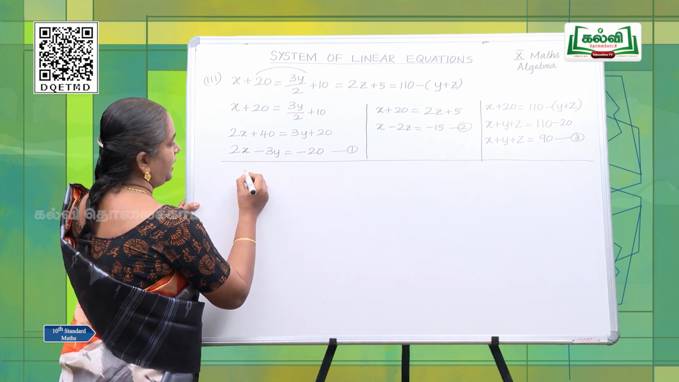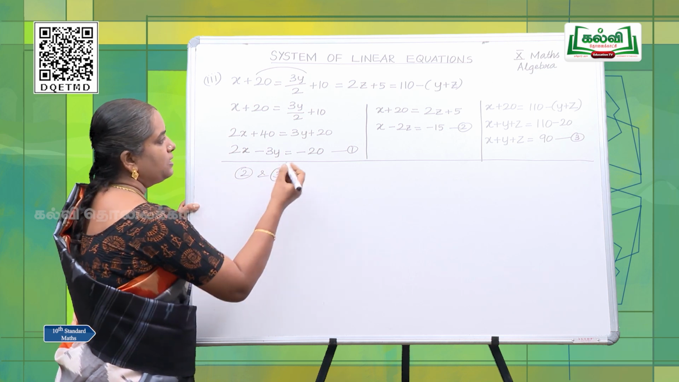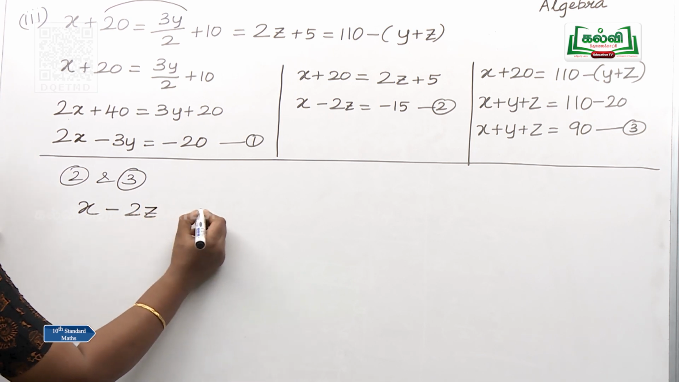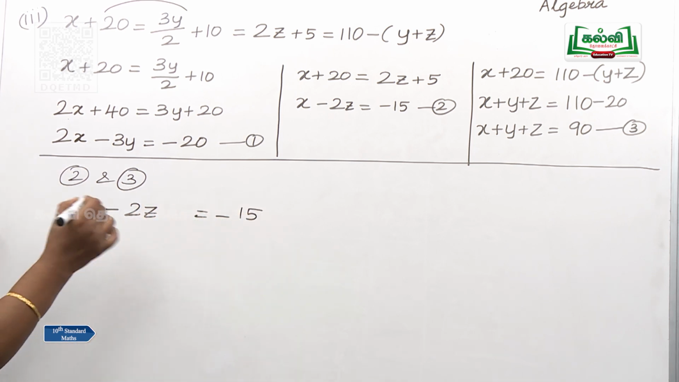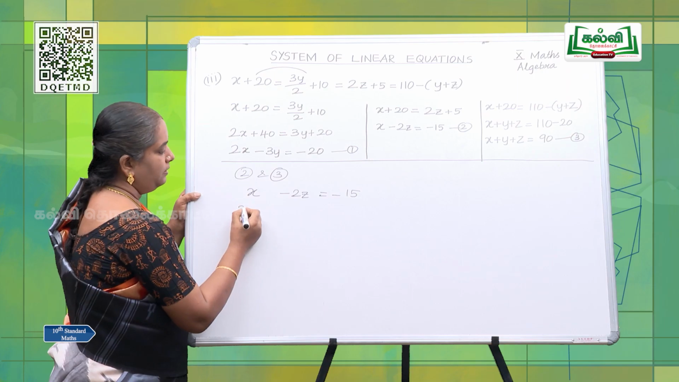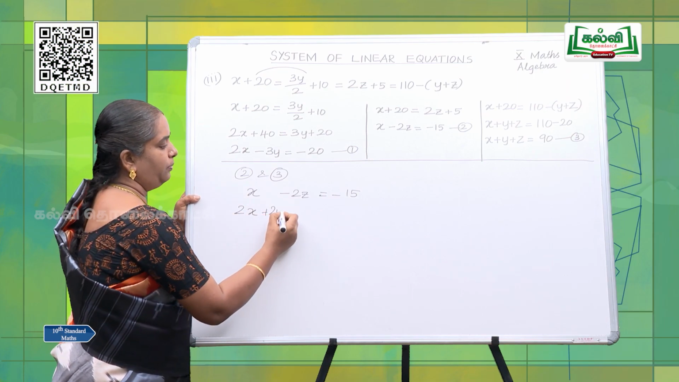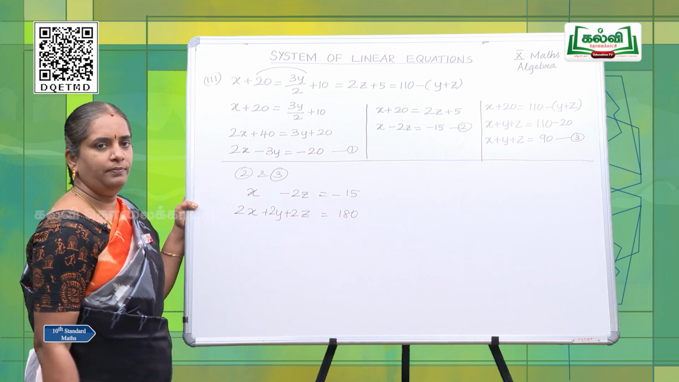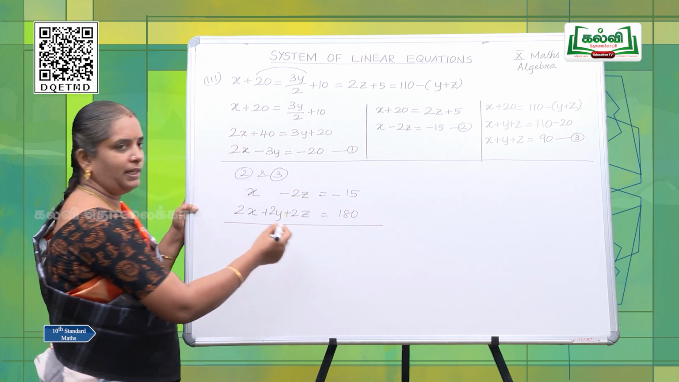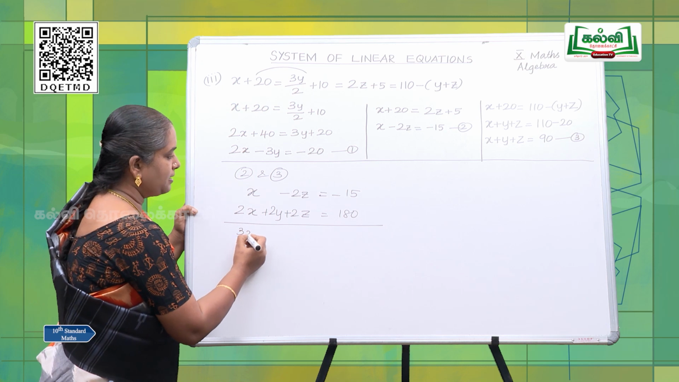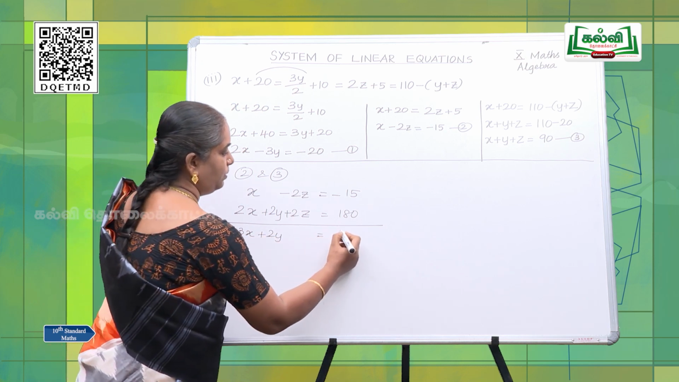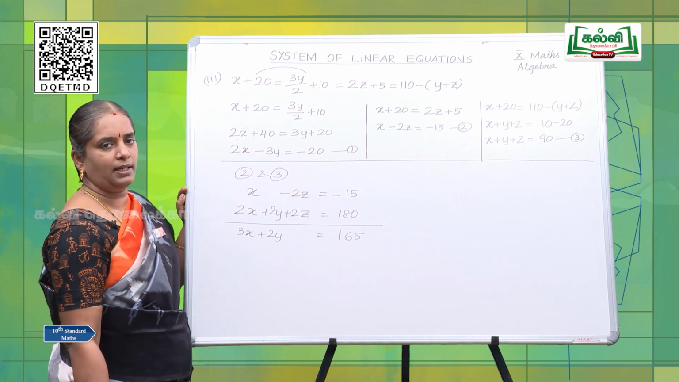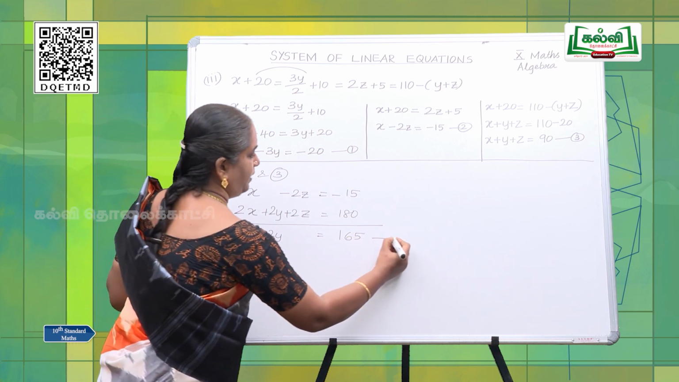So, let us take the second and third equations. The second equation is taken as such, x - 2z = -15, and the third equation is multiplied by 2 to have 2x + 2y + 2z = 180. Adding these two, we will be eliminating z. So, 3x + 2y = 165. Minus 2z and plus 2z get cancelled. So, this is our fourth equation.